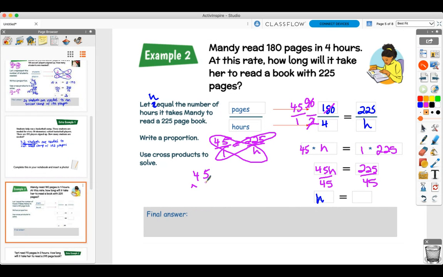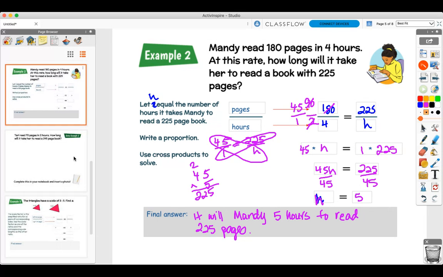45 times 5. Let's check that out. So 5 times 5 is 25. 5 times 4 is 20 plus 2, 225. There you go. So H equals 5. So it will take Mandy 5 hours to read 225 pages.